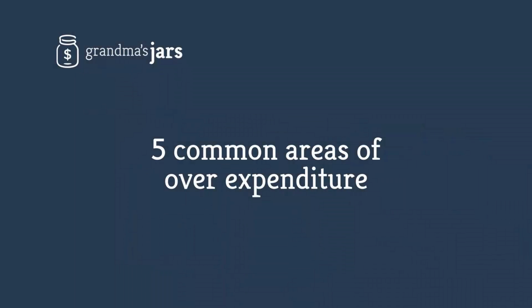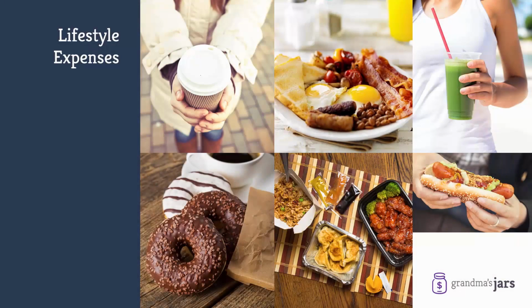Okay, so what I want to share with you now is the 5 most common areas of overexpenditure that I see as a budget coach. These are the areas where we typically waste the most money, but fortunately are also the easiest to do something about. No surprises here. The first area of overexpenditure is our lifestyle expenses.